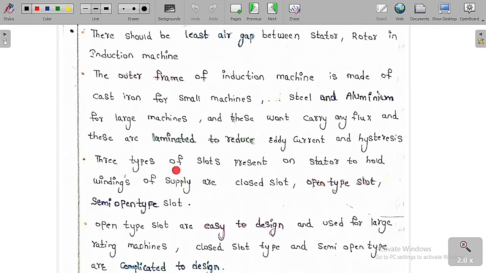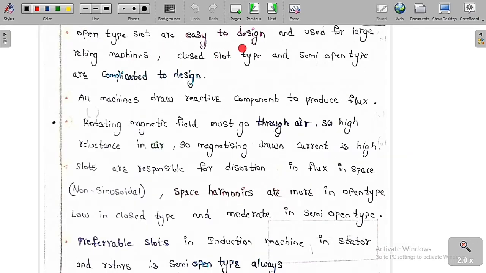So the three types of slots present on the stator to hold the windings of supply are the closed slot, open type slot, and the semi-open type slot. Open type slots are easy to design and used for large rating machines.